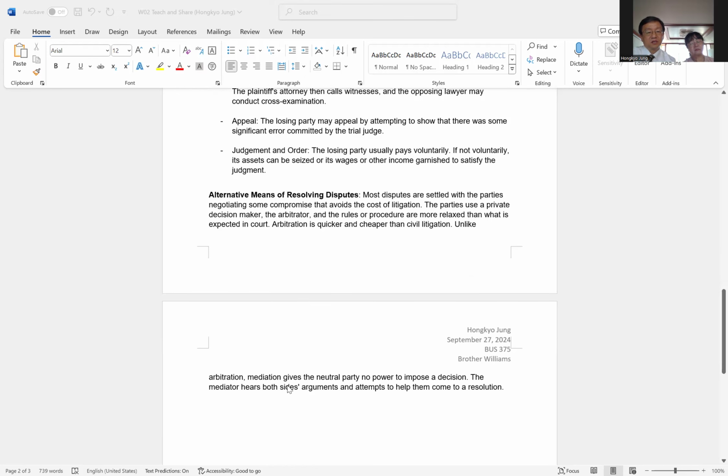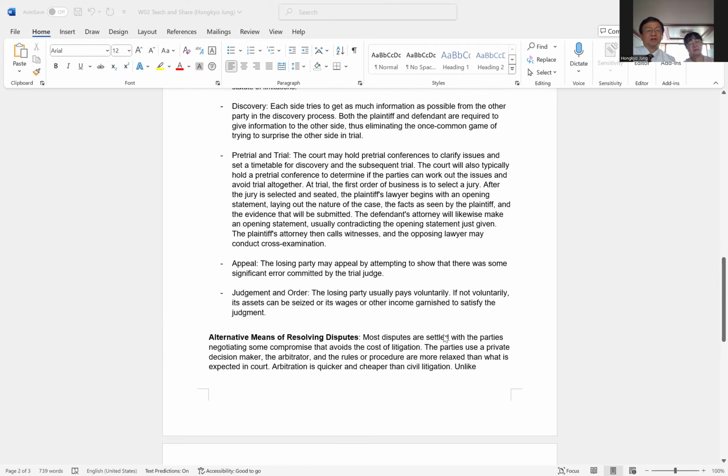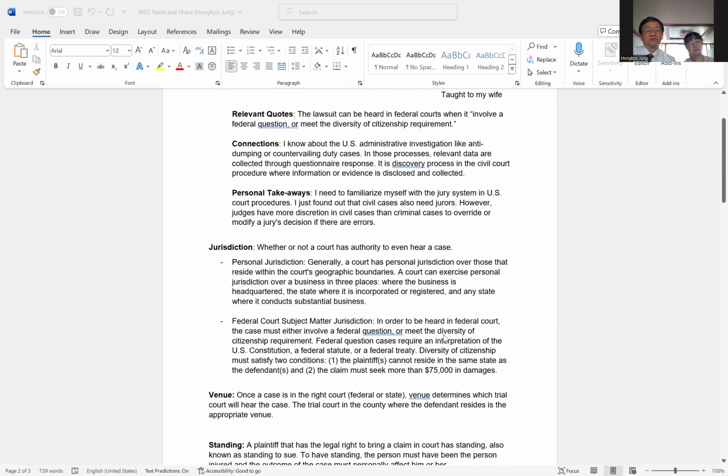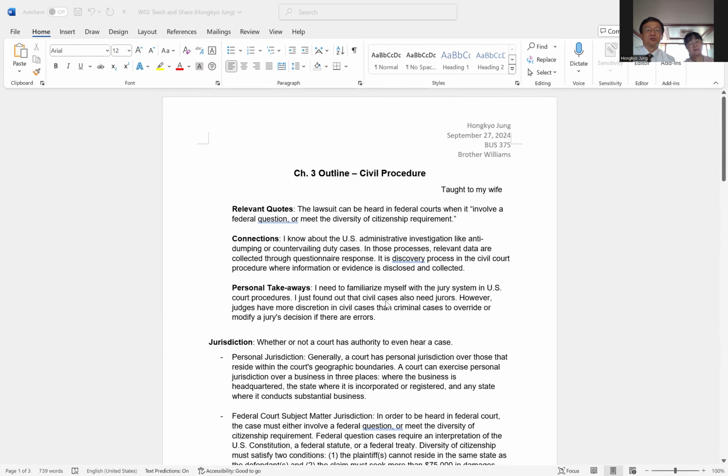And there is a mediation procedure. A mediator hears both sides' arguments and attempts to help the parties come to a resolution. But a mediator is a neutral party and has no power to impose a decision. This is the summary of the civil procedure I studied.